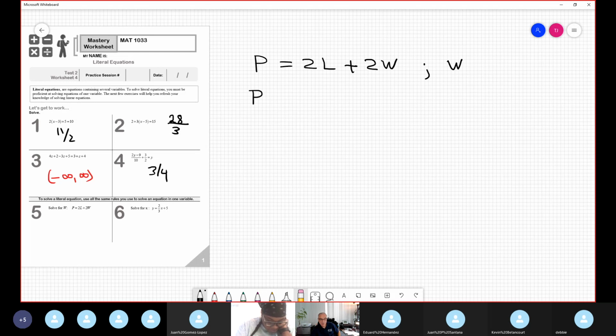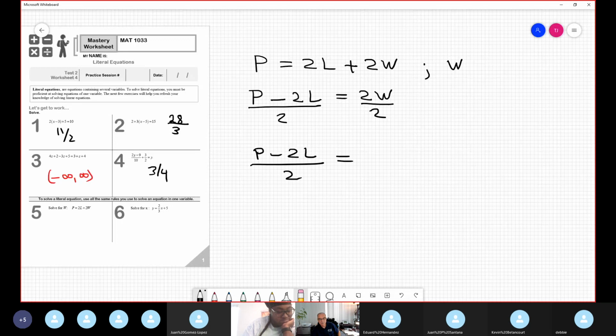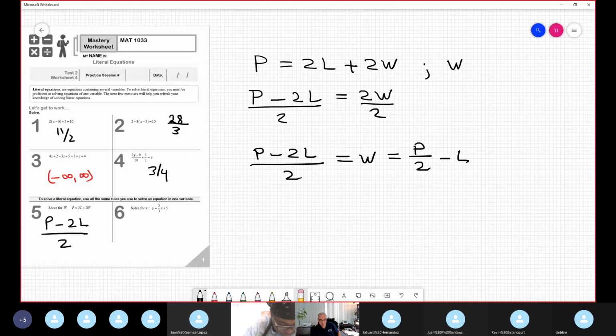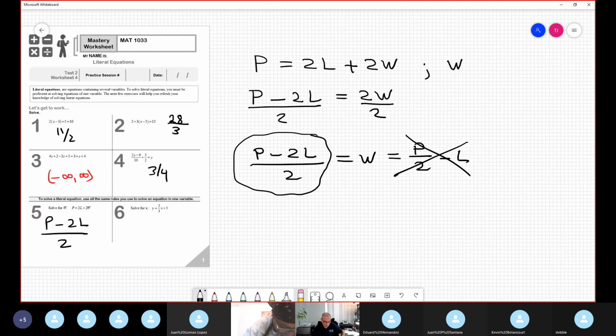So that's P. I move L to the left, subtraction, divided by 2. P minus 2L over 2 is equal to W. The answer is P minus 2L over 2. This is one possibility to express the answer, or you split the common denominator. This is P over 2 minus, this 2 is cancelled, L. I like that way. It's equivalent, no, but I don't like the other. I don't know why, but I don't like.